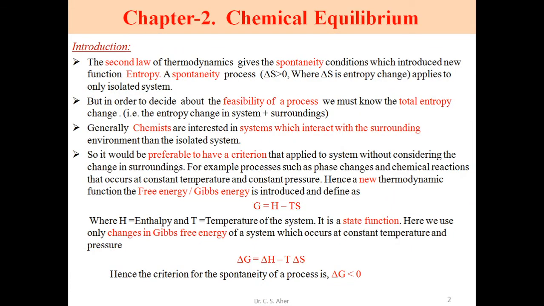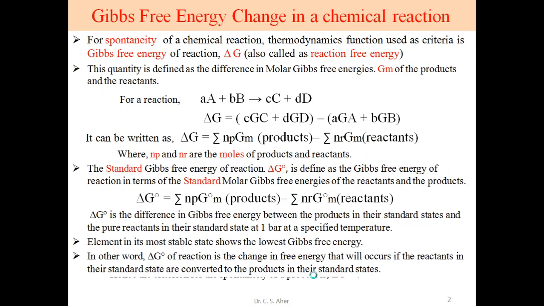So last lecture we started this second chapter, chemical equilibrium. For this chemical equilibrium, we need the concept of change in Gibbs free energy, or simply free energy of reaction. So what is this? We studied it in the last lecture. This value is negative for a spontaneous process. Again, we complete this Gibbs free energy change in chemical reaction.